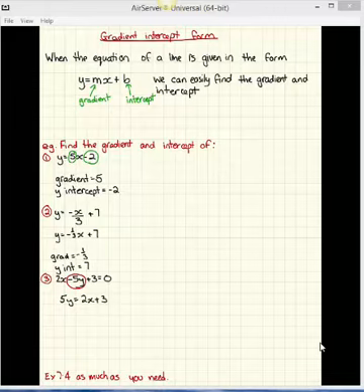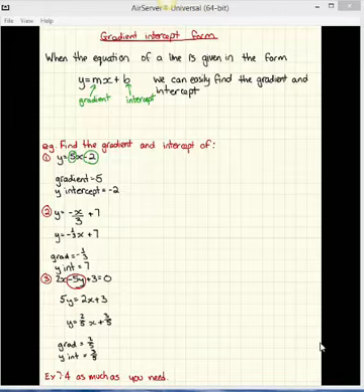Now, this still isn't in the form of y equals. We only need y, not 5y. So I need to divide through by 5. That's going to give me y is equal to 2/5 x plus 3/5. So now I can read off my gradient, which is 2/5, and my y-intercept, which is 3/5.